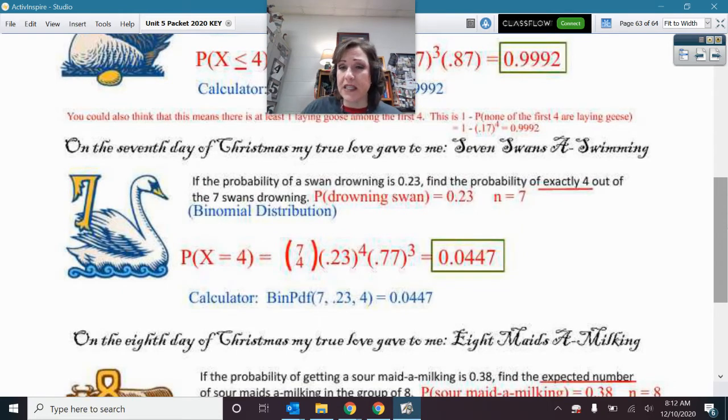And the seventh day of Christmas, we got the 7 swans a swimming, but we have some swans that could drown. That's a 23% chance of that, which, whoa, seems kind of high. So find the probability of exactly 4 out of those 7 swans drowning. Because we have this set number n, it is a binomial distribution. So here I want exactly 4, so that's a PDF. 7 with 4 successes, so 0.23 to the fourth, and then that meant there were 3 failures. Calculator-wise, that went binomial PDF, 7, 0.23, exactly 4 successes.